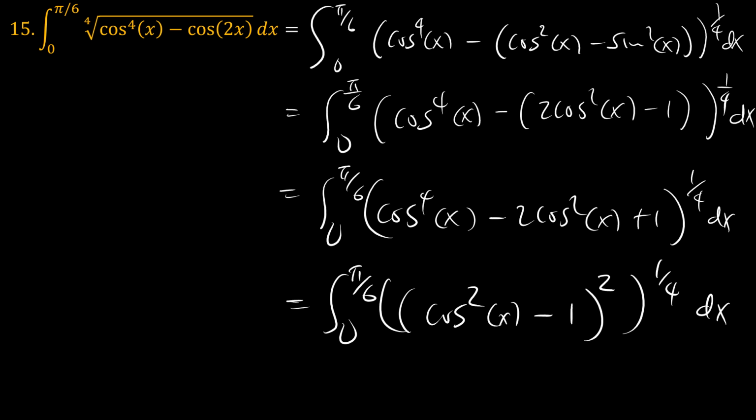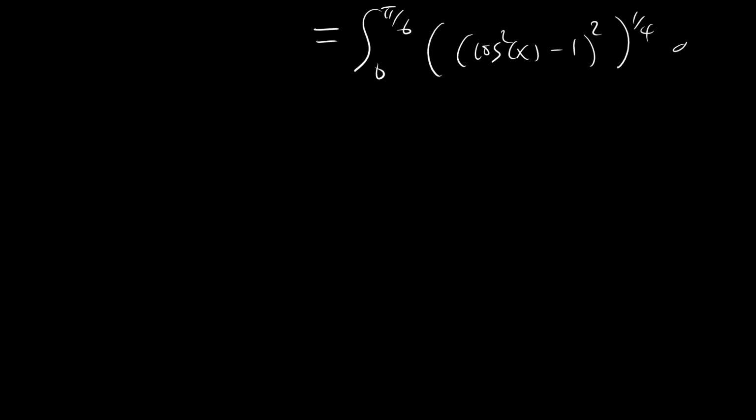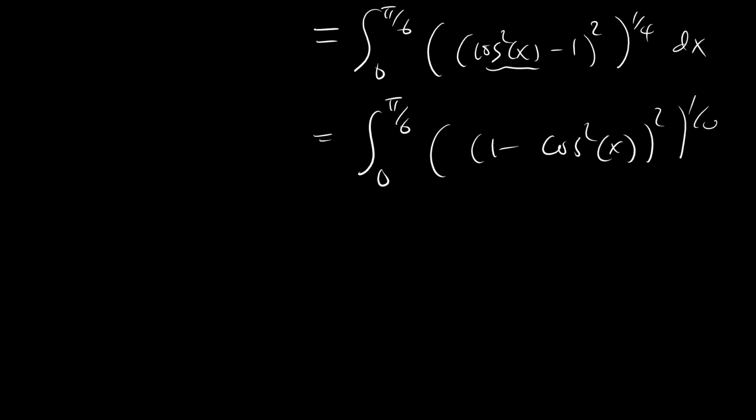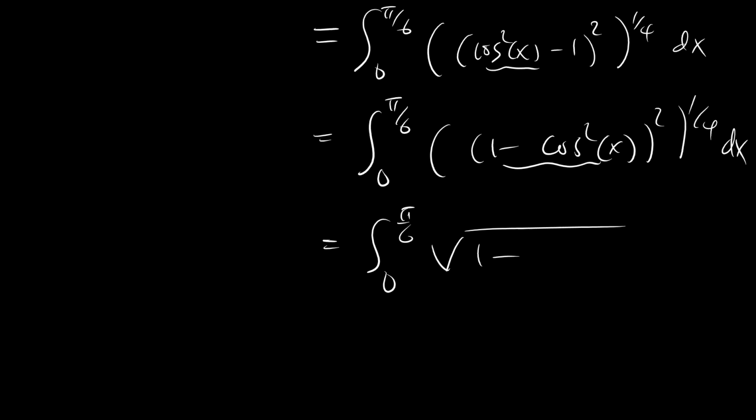And actually, now that I see it, we had come to a point where we have the integral from 0 to pi over 6 of cosine squared of x minus 1 squared to the power quarter. Since this guy is less than 1 for the most part, this is how we may want to write it: 1 minus cosine squared of x, squared, to the quarter, which is the same as the square root of 1 minus cosine squared, because this becomes sine squared of x.